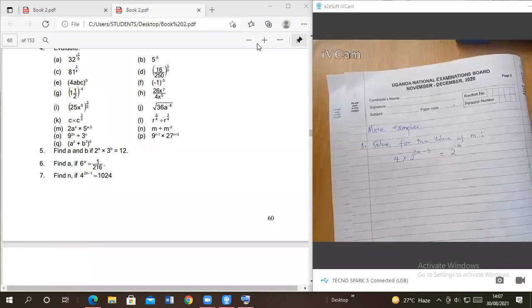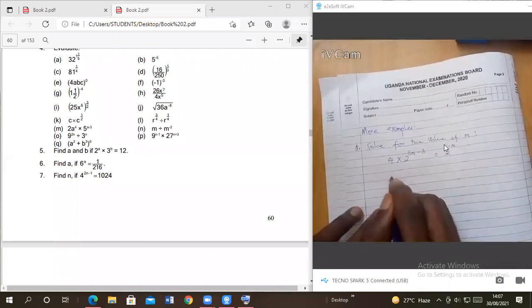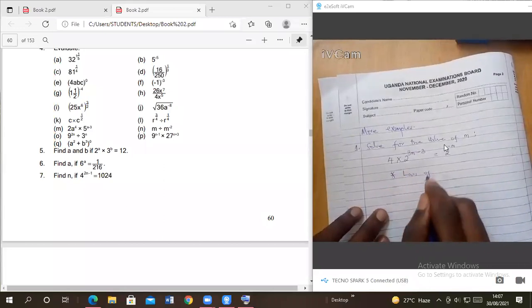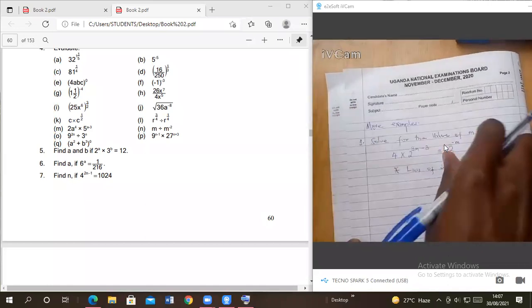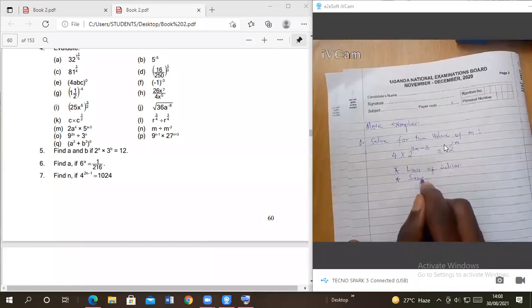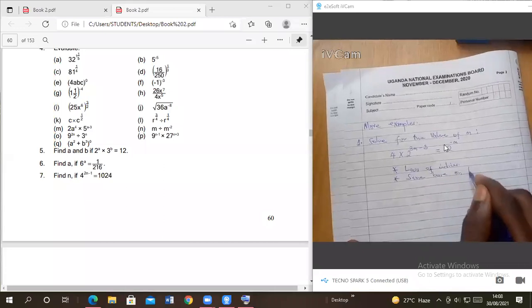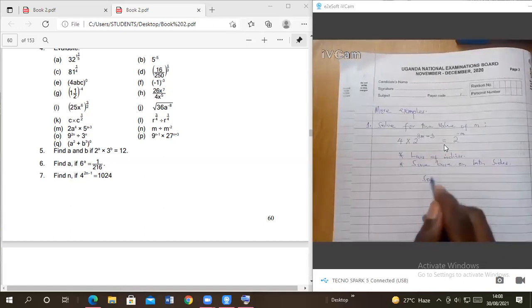We said when you are solving an equation involving indices, the first thing is to make the numbers to the lowest base possible. Then after reducing the base to the lowest base possible, you apply the law of indices. So we must remember the laws of indices, and then we apply them accordingly. We reduce them until they have the same base on both sides. That's the most important thing there. So let's go and look at that.